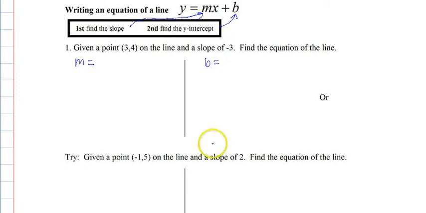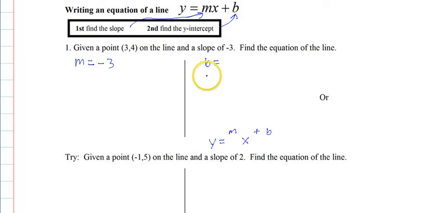And then once we do, we will have some equation that we can fill in, our m and our b. Okay? So the first step is to find the slope. So given a point, (3, 4), on the line, and a slope of -3, find the equation of the line. Well, we already know the slope. It's -3.